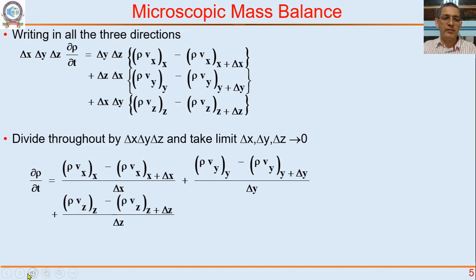So again, this is rho Vx delta y delta z, that's what is entering through the left face, minus rho Vx delta y delta z evaluated at x plus delta x, leaving through the right face. Same way in the y direction, entering through the bottom face, leaving through the top face. It has an area delta x delta z. Similarly, rho Vz at z, entering the back face, leaving the front face, they have an area delta x delta y.